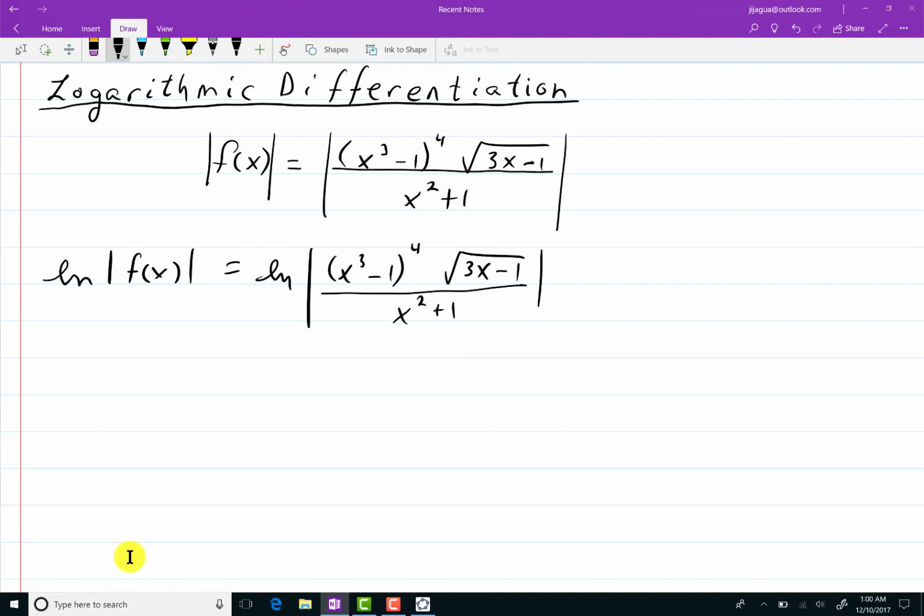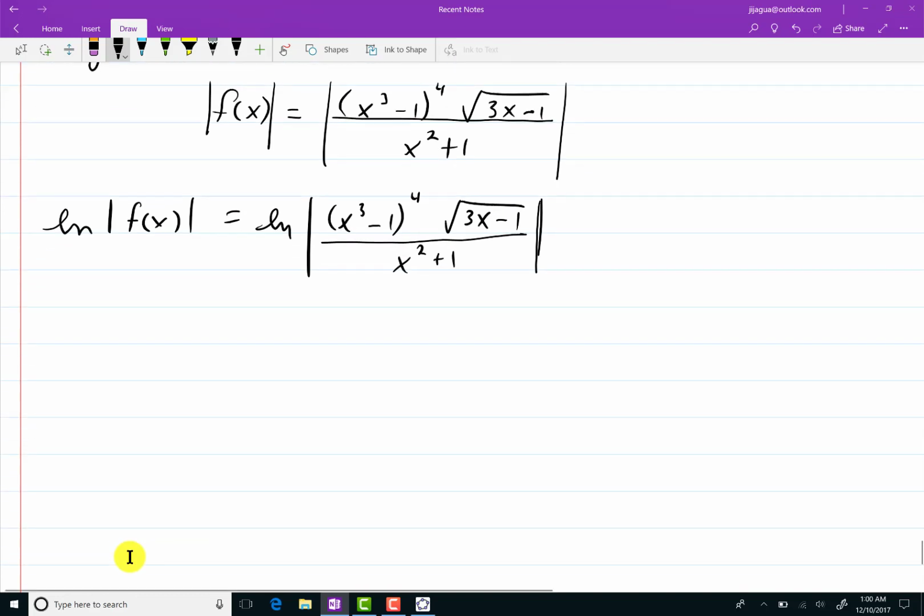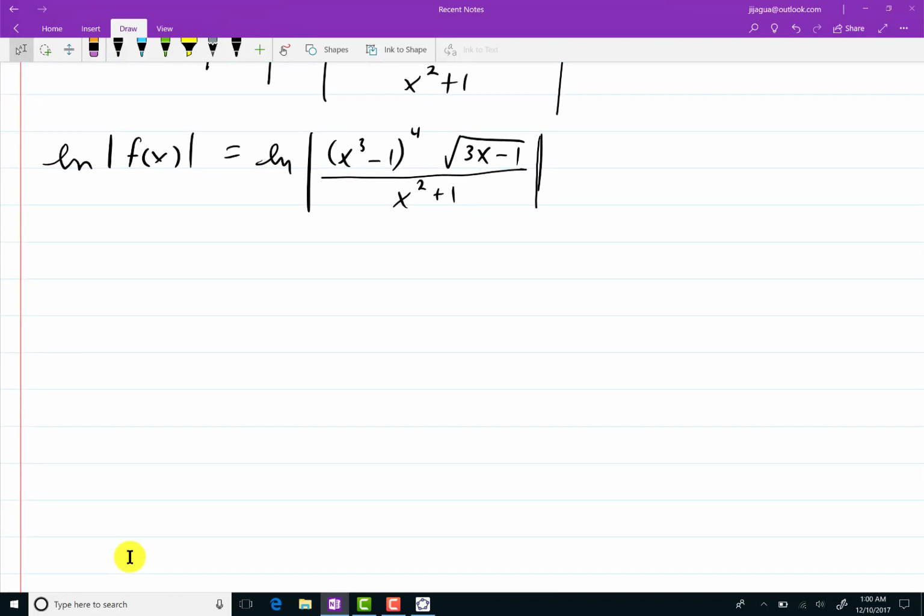Now, as I've mentioned before, I'm often leery of doing things like this because I didn't understand it before, but now, of course, I think I have a full understanding of this. I am then going to change this to the natural log of the absolute value of x cubed minus 1 to the fourth times the absolute value of the square root of 3x minus 1 all over the absolute value of x squared plus 1.